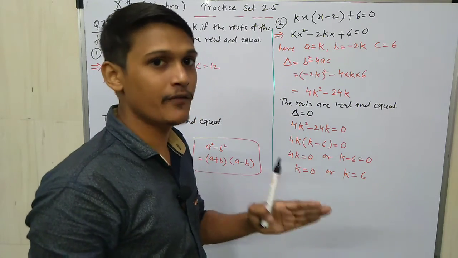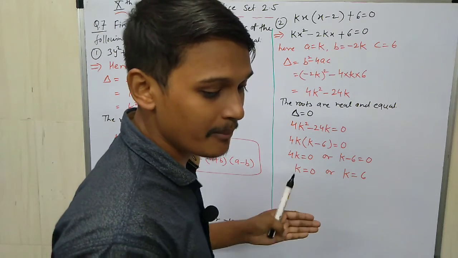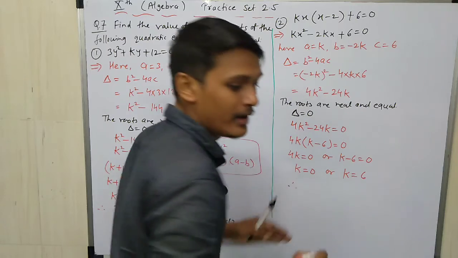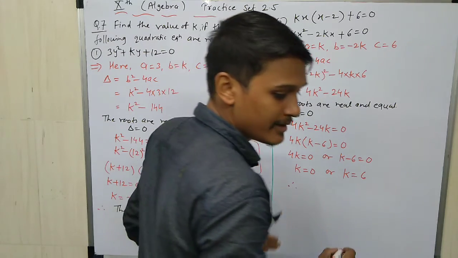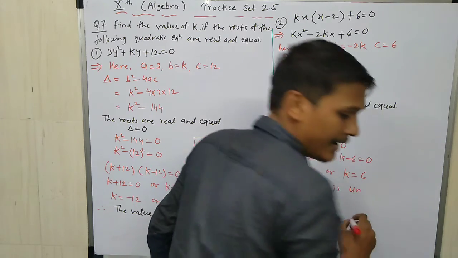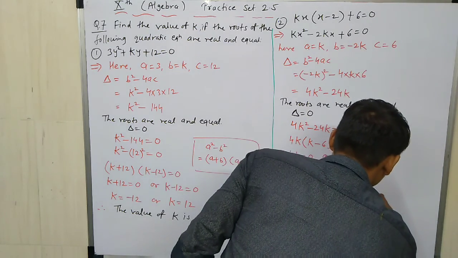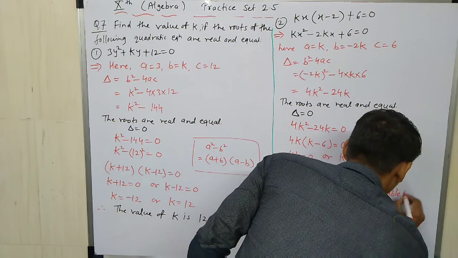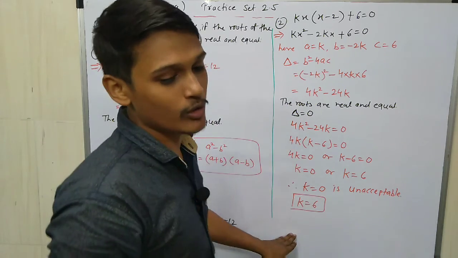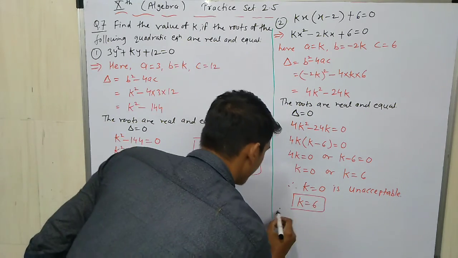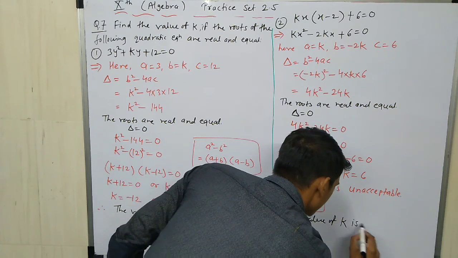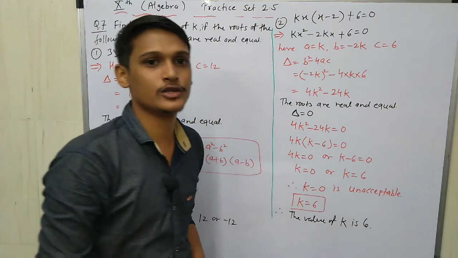Now k is equal to 0 is unacceptable, because if k is equal to 0 the equation becomes meaningless. Understood? You can write k is equal to 0 is unacceptable. Then the final value is k is equal to 6. The value of k is 6. Understood?